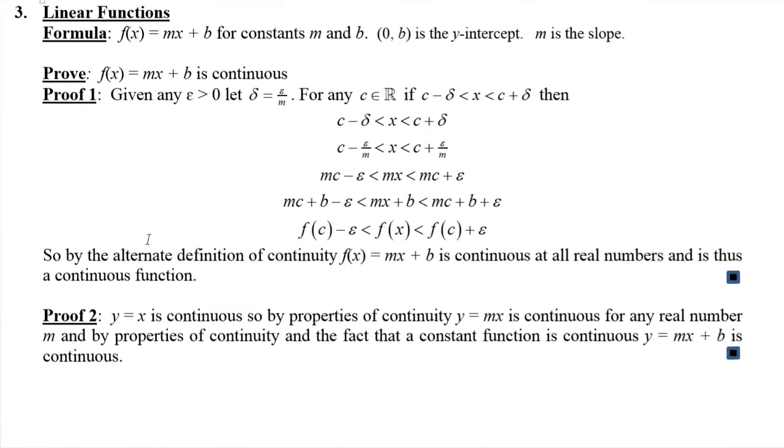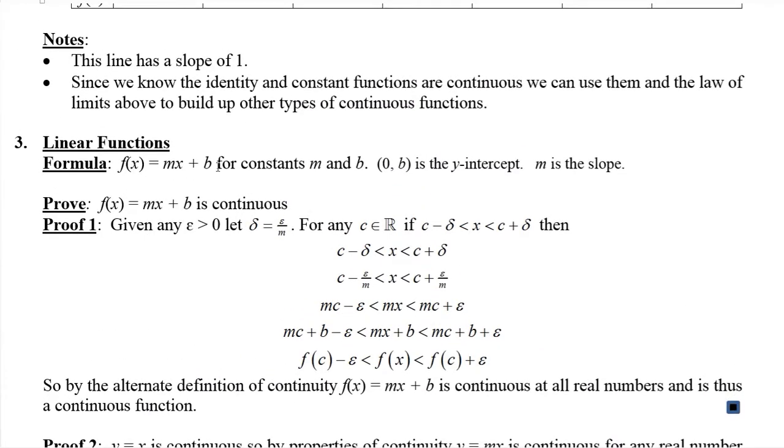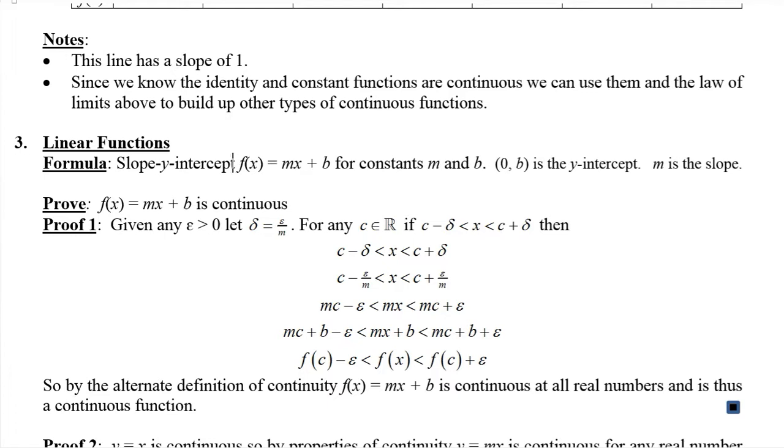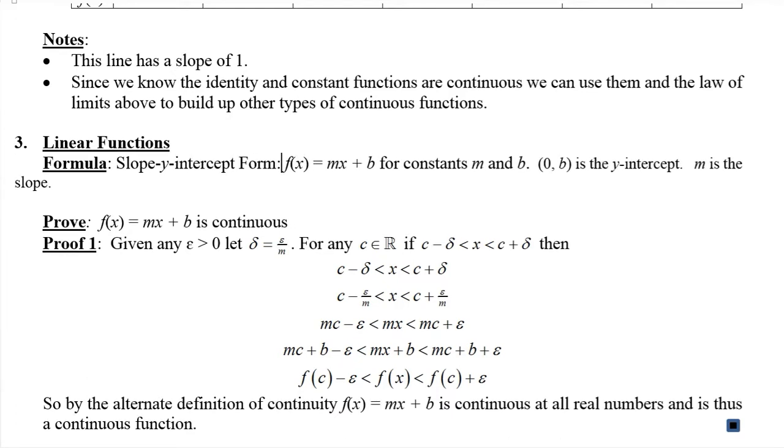Let me show you one more thing. This is what's called the slope y-intercept form, or just the slope intercept form.